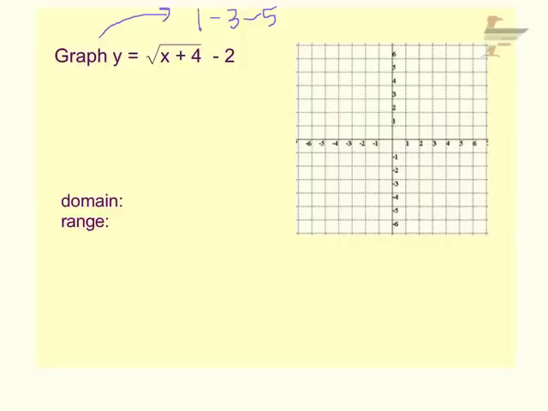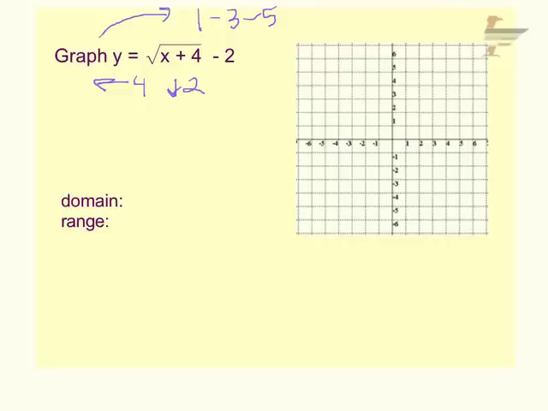Do you see how this +4 is underneath the square root symbol with the x? So we consider that to be in with the x, which means that's going to be a horizontal shift. But remember, tricky x's. So instead of shifting to the right because it's a plus, we're going to go to the left 4. And then this number off on the end will always be your vertical shift. That's very straightforward. We're going to go down 2 because that's a negative.